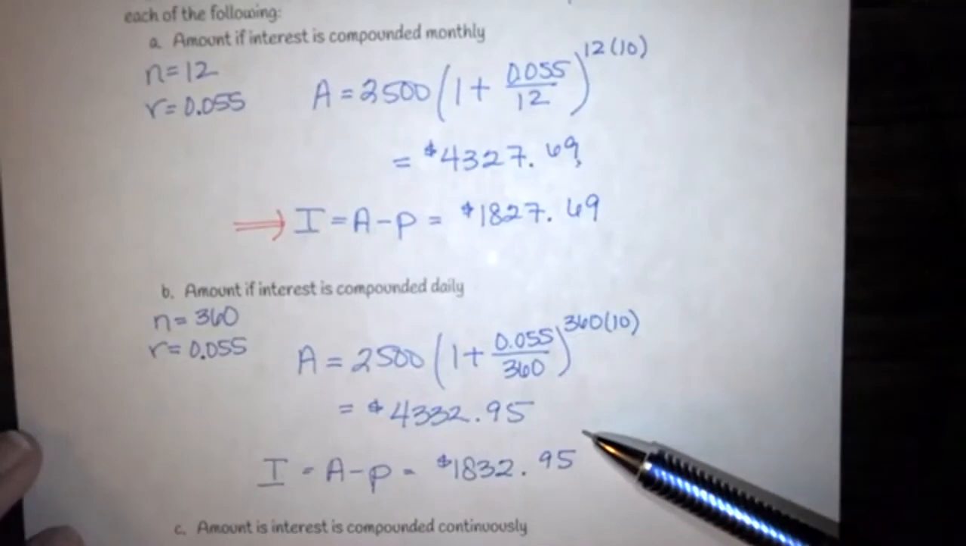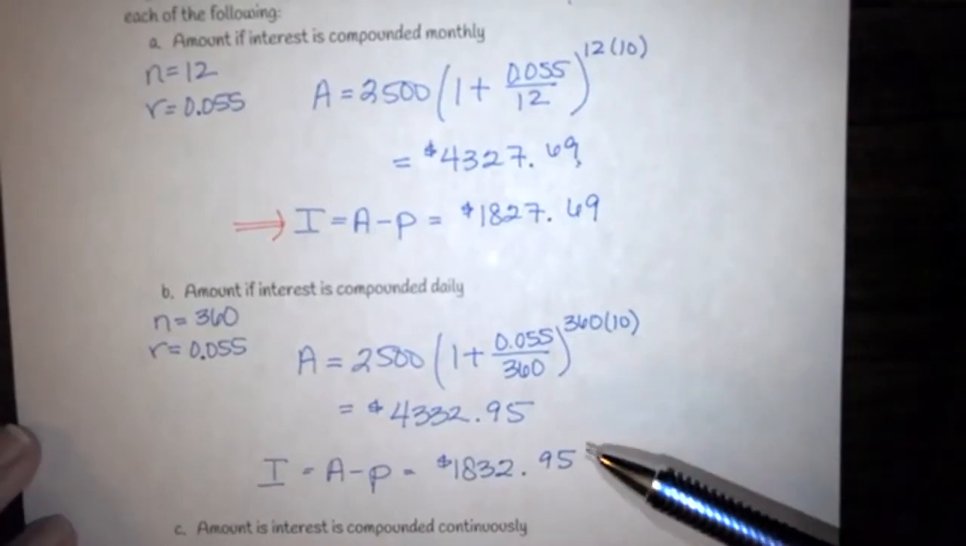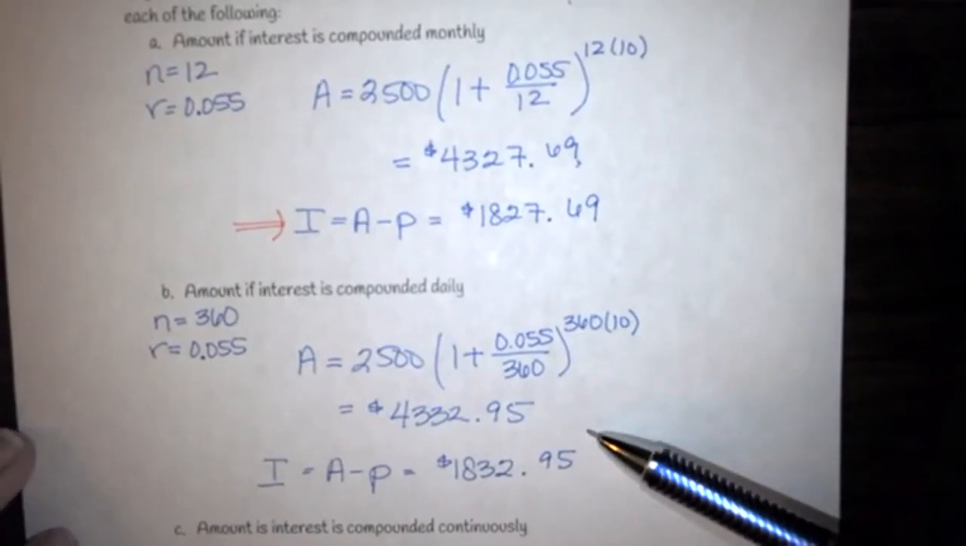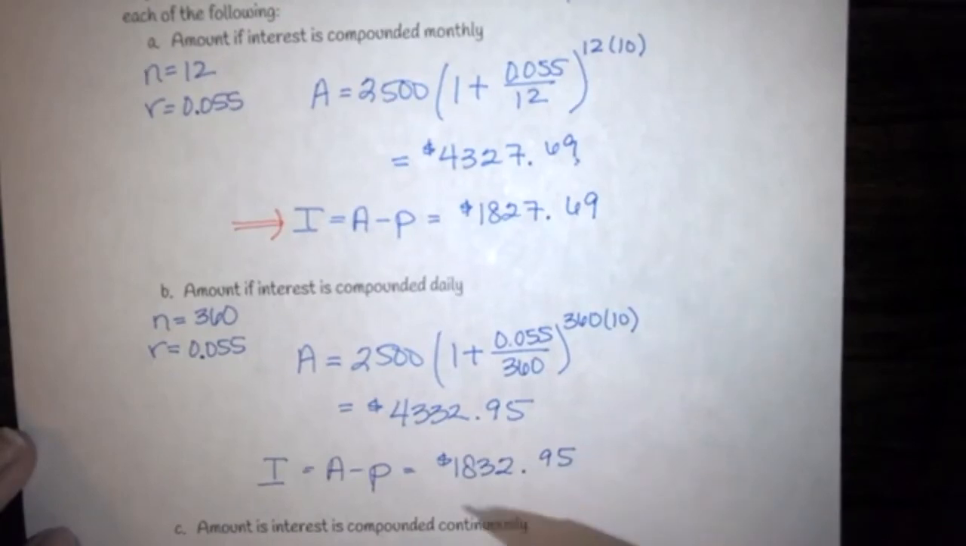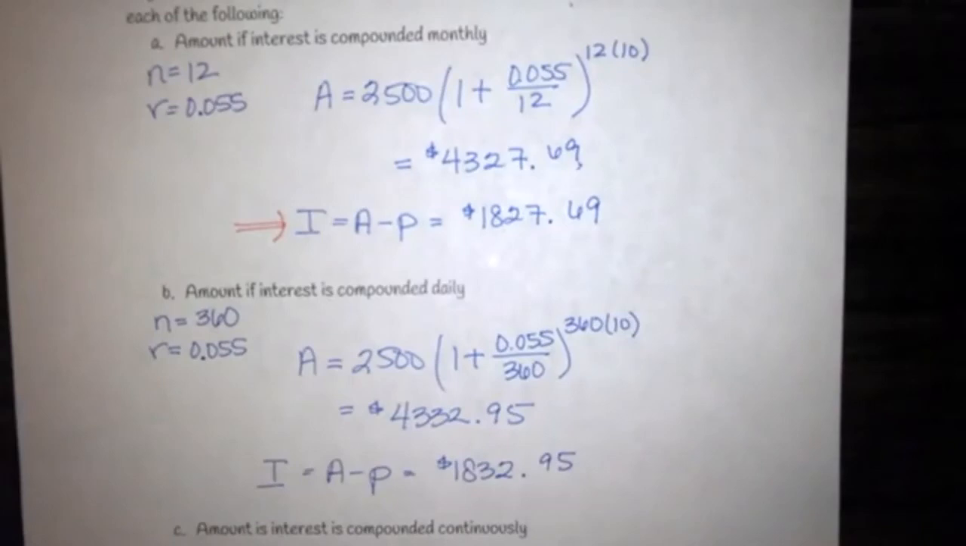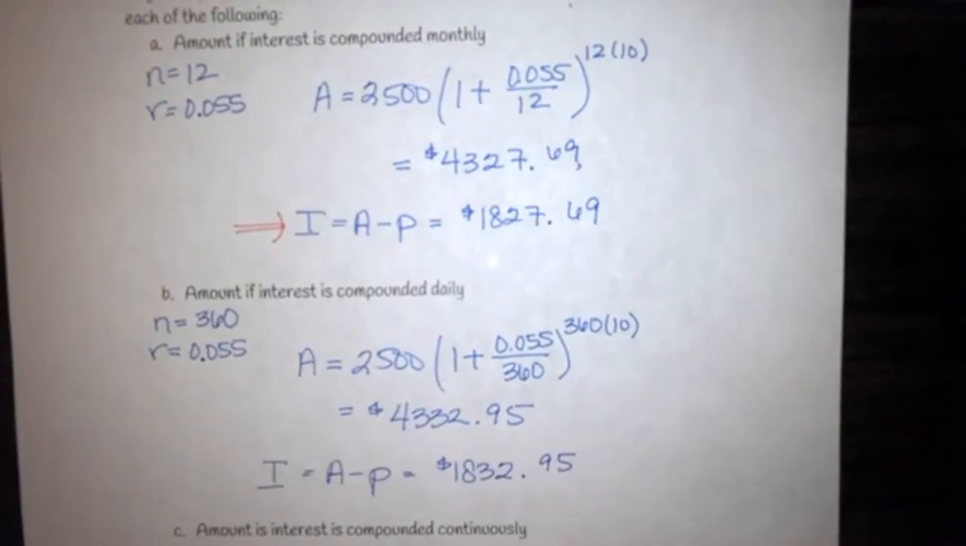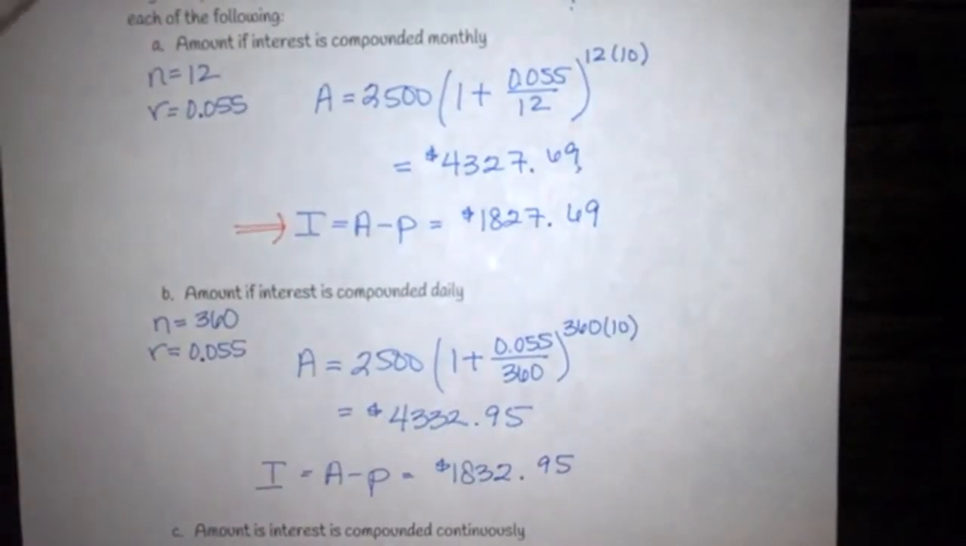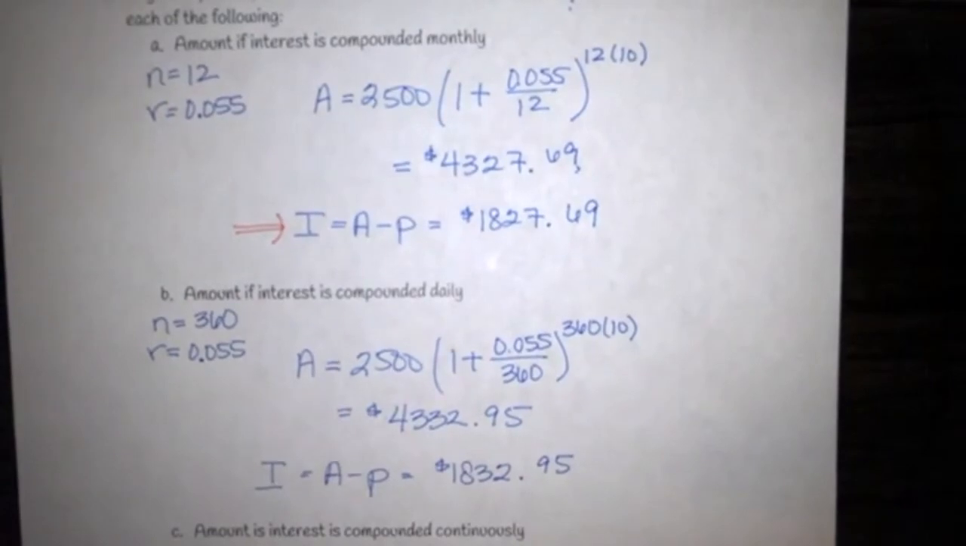So already, if we were to compare monthly to daily, you would have to notice that compounding daily would be a much better option, as the amount of interest earned is much higher than it was when we compounded monthly. And let's face it, even a dollar difference is better than anything else. So what we're looking for here is which one of these is going to earn you the most amount of money back.